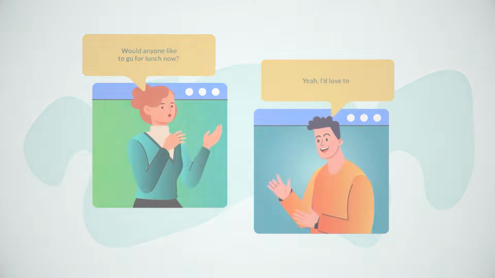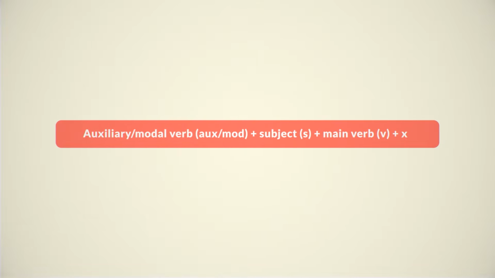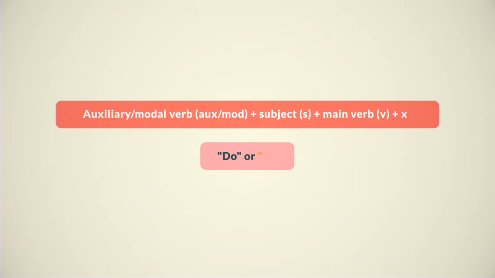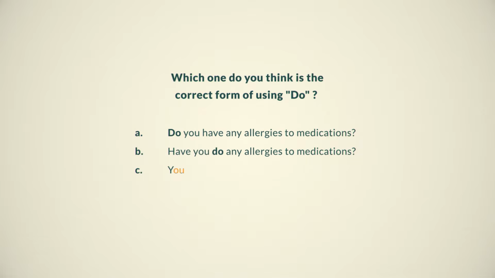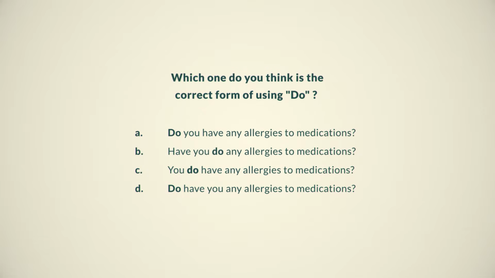or possibility. The use of auxiliars has the following structure: auxiliary or modal verb (aux/modal), plus subject (S), plus main verb (V), plus complement (X). There are different auxiliaries, such as do or does. These are used to form questions in the present simple tense about habits, facts, or general information. Which one do you think is the correct form of using do?